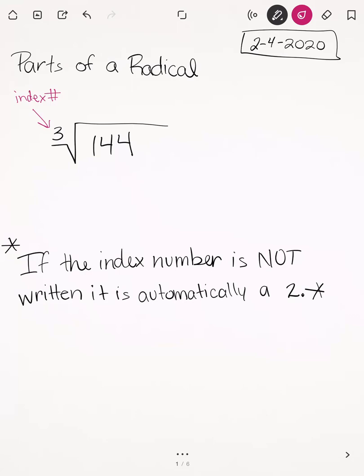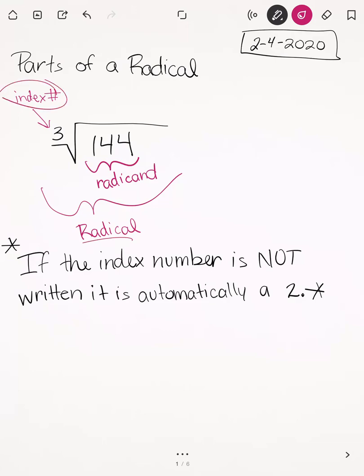The number on the inside is known as the radicand. So this number right here, 144, is known as the radicand. And then the whole entire thing is known as a radical. Okay, so those are the parts. I will be using the word index number and radical a lot throughout this video, so I wanted you to know what I was talking about.